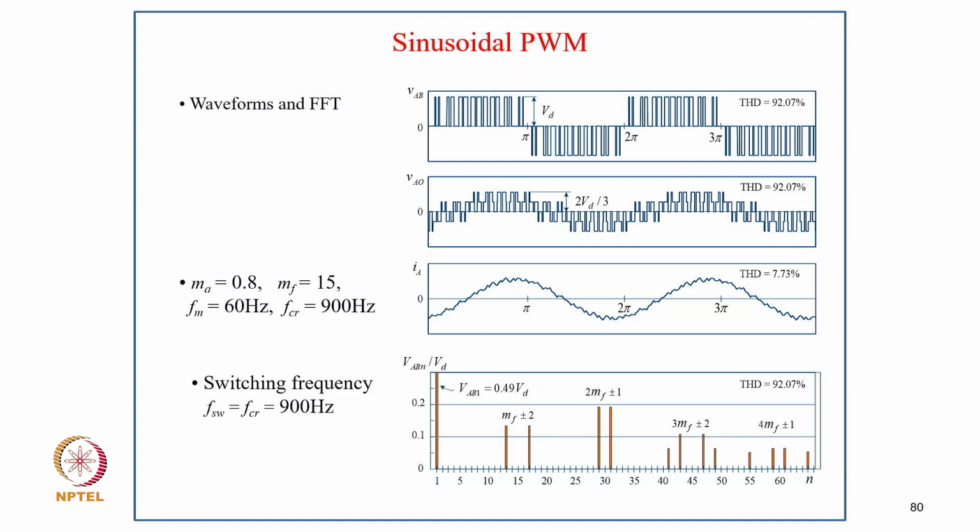These are typical line voltage and voltage with respect to neutral. For the line voltage here I have a 92% THD, for modulation index 0.8 and MF equal to 15, FM equal to 60 and FCR equal to 900, but the THD of the current, because of the inductive effect, becomes 7.73, which is much lower. Now the harmonic analysis for VAB: you can see the fundamental and then sidebands around the switching frequency, MF equal to 15. You will find all odd harmonics here, and the THD of course is 92.7%.